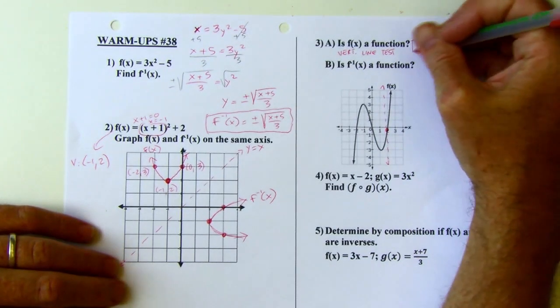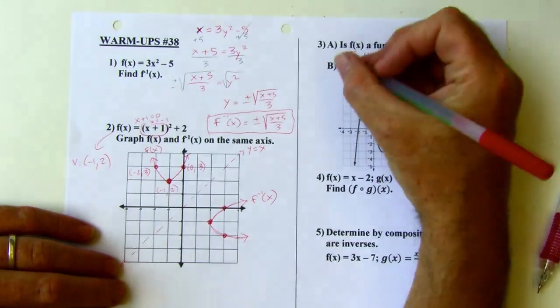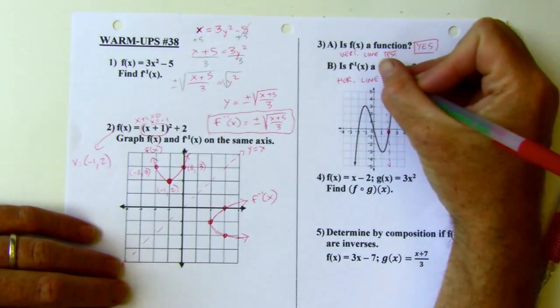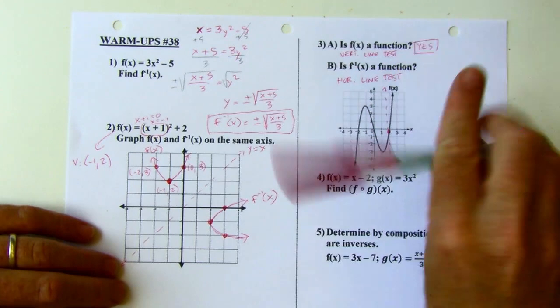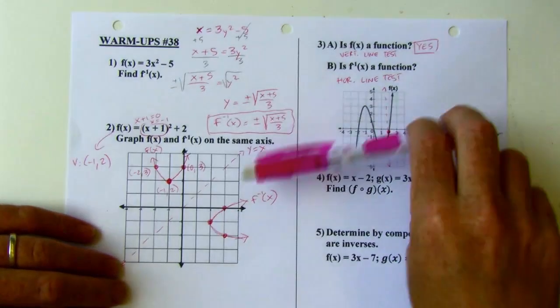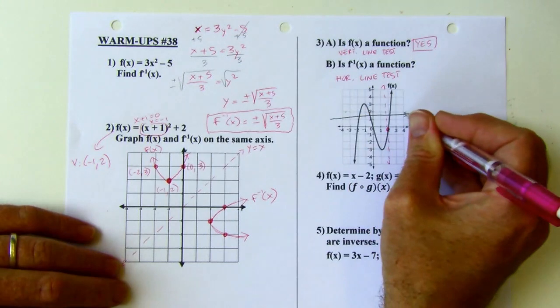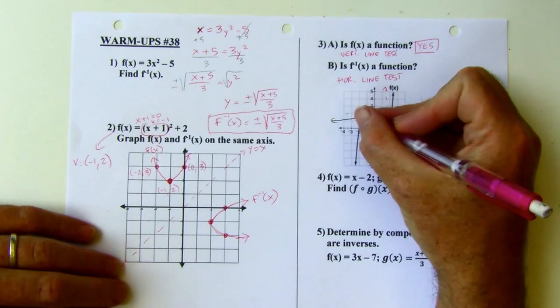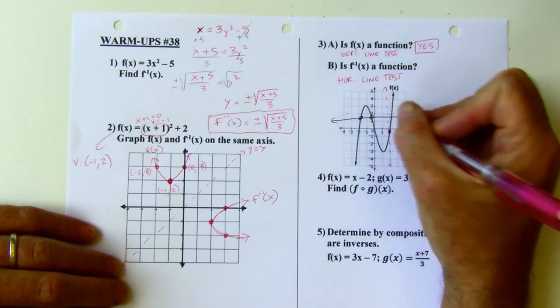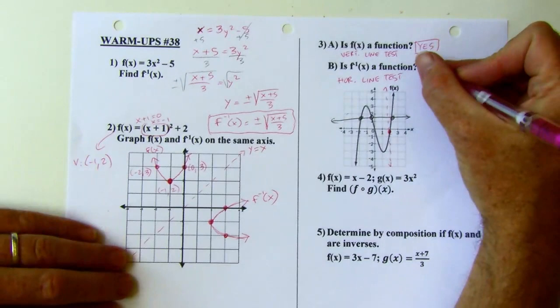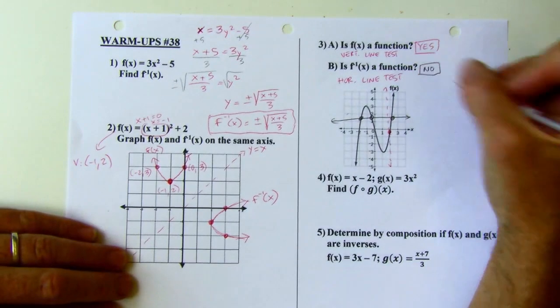If I want to know if its inverse is a function, I'm going to do the horizontal line test and see if it passes or fails the horizontal line test. And this is going to fail the horizontal line test. If I put a horizontal line in, say, like this, well, that wasn't a very flat one, but you get the idea there. That's going to pass through 3 times. It's going to fail the horizontal line test. That means that the inverse is not going to be a function.